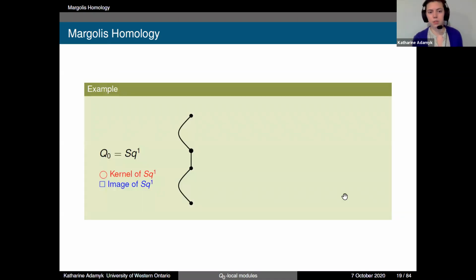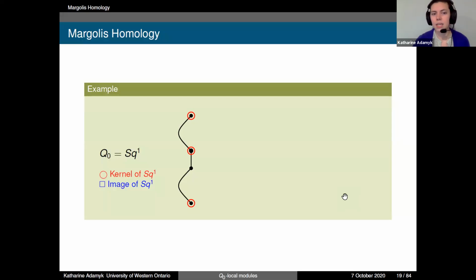Let's look at an example. So here's upsilon 1, one of my favorite examples of an A1 module, and we're going to compute the Margolis homology. So let's start with the Q0 Margolis homology. I'm going to take the kernel of Sq1, so that's anything that you don't see a little Sq1 action coming up off of.